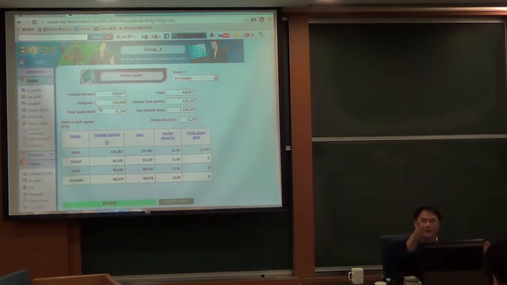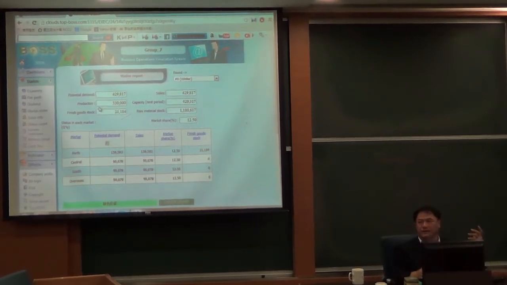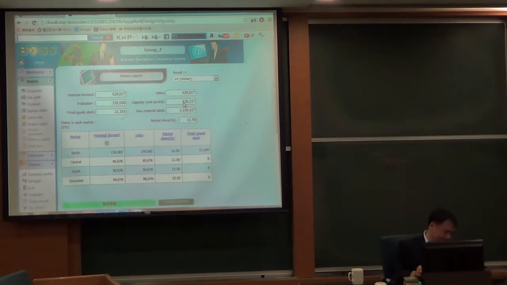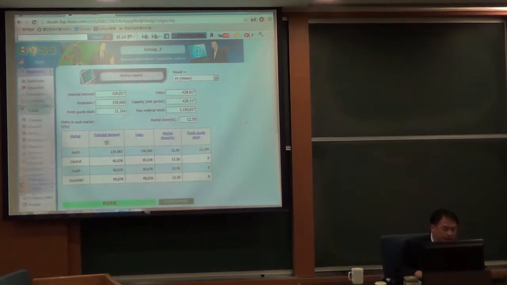For example, we are at the end of Q4, right? So this is the exact number that was produced in Q4. This is the past record, only for reference. And this is the number that you can use now. I can use that? Yes. For this coming decision, we are making the spring decision, right? Okay, let's go to decisions and make decisions.